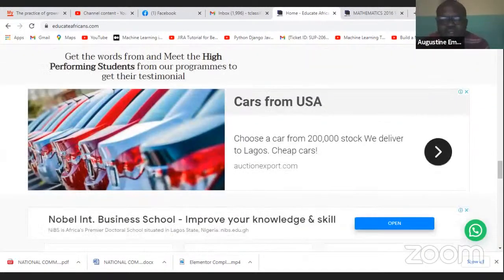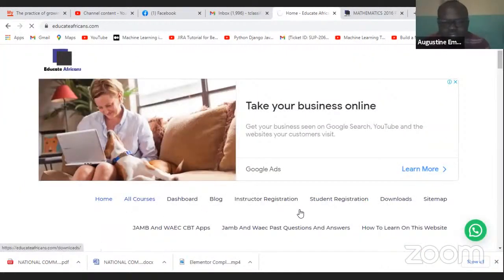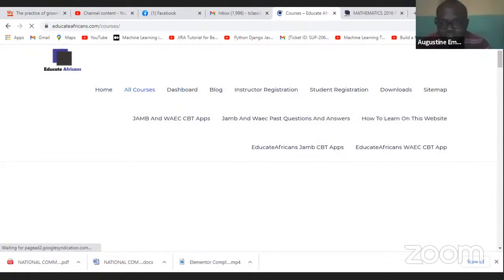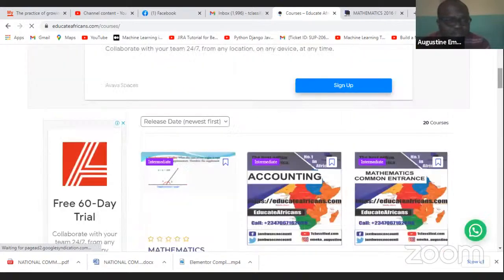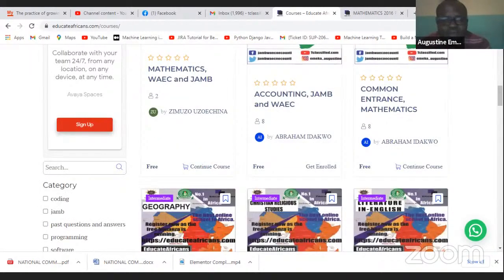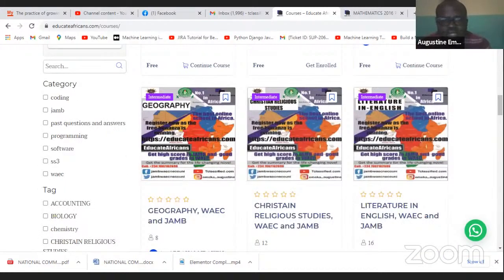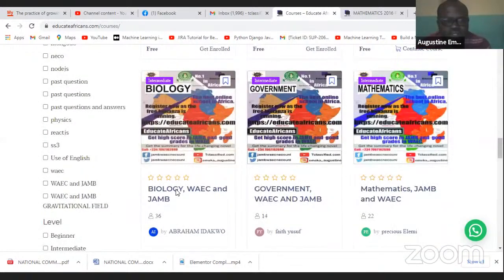So I'm going to quickly go to the platform we are using, and I'm going to go to all courses. Make sure that you've clicked on student registration and registered as a student, and log in using your login credentials so that you can follow these classes effectively. Once you're registered as a student, you can check us out and see stuff that we'll put up there for you. So I'm going to scroll down and get to biology. You can see this biology here. That's the one we're using.